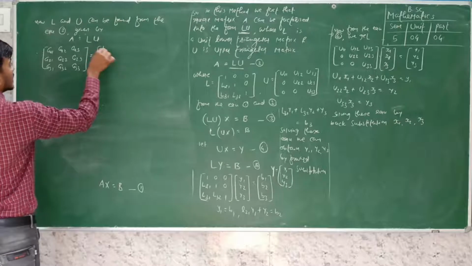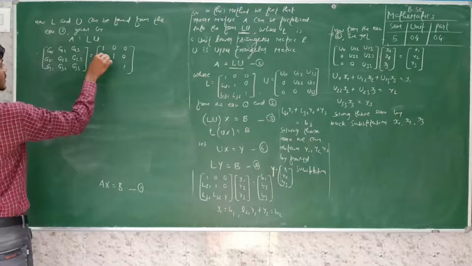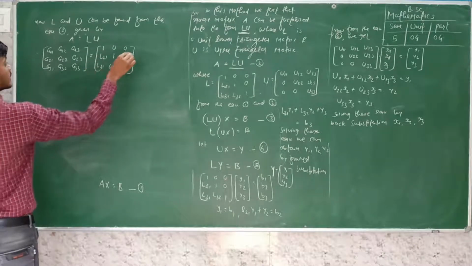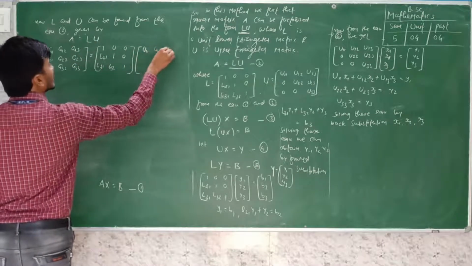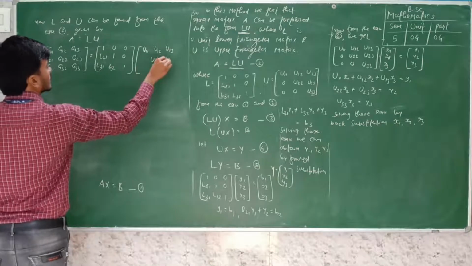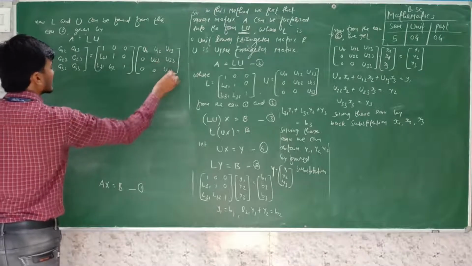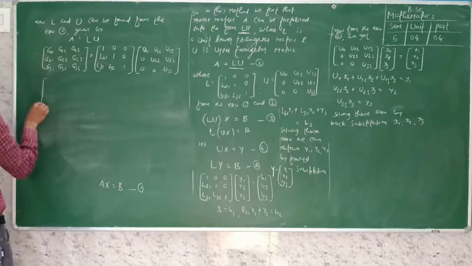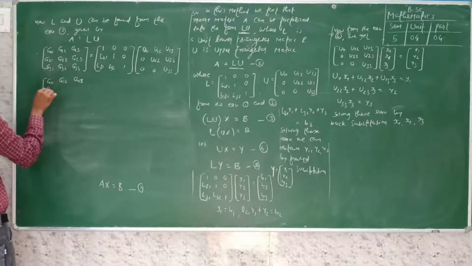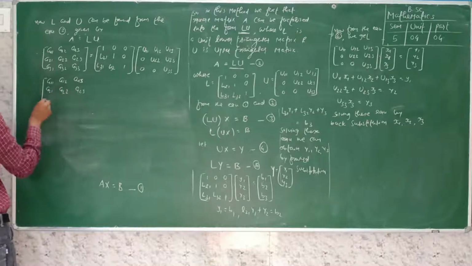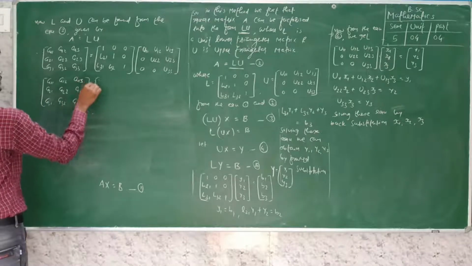L means the unit lower triangular matrix, so the unit diagonal elements are 1. These are L21, L31, L32. And U means the upper triangular matrix, so U11, U12 and U13, U22, U23, here 0, 0, 0, and this element is U33. So A11, A12 and A13, A21, A22 and A23 in the second row, and in the third row A31, A32 and A33.